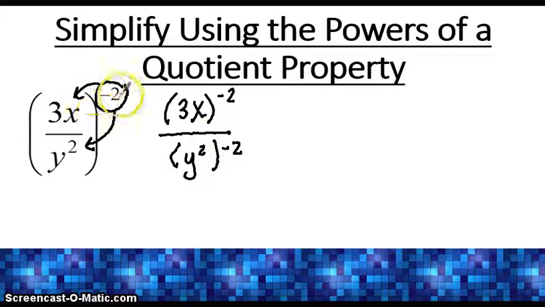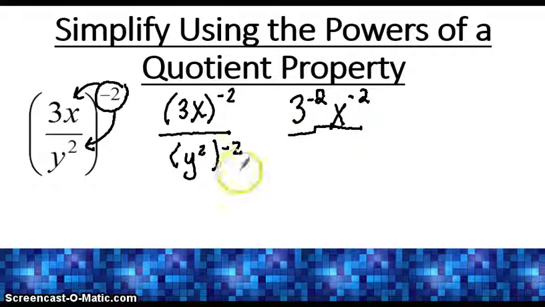Now we have simplified the power of a quotient property, but we will see other properties still here that leave this expression unsimplified. In the numerator, we have the power of a product, so we need to give the power to each factor in the product. So our numerator now says 3 to the negative 2, x to the negative 2, giving that power to each factor in the product.